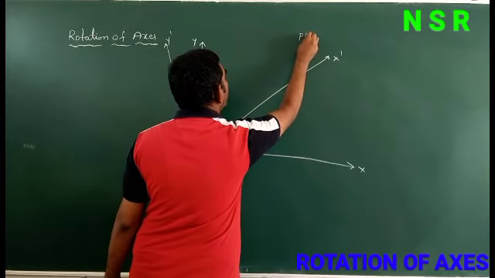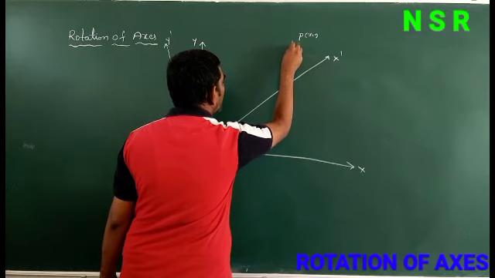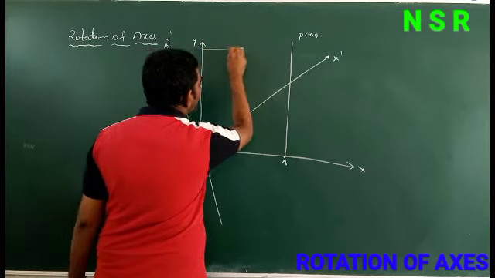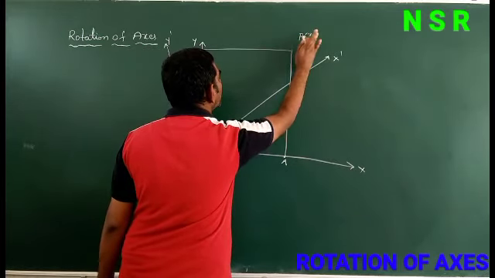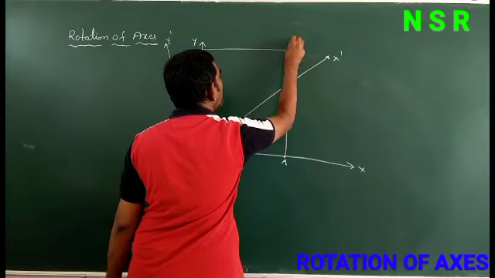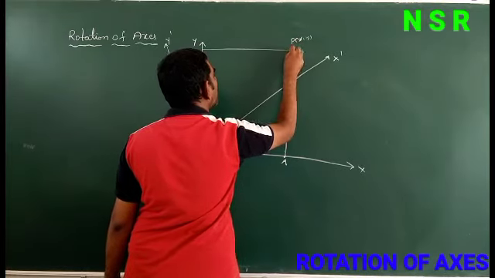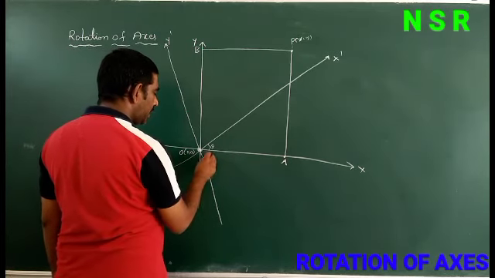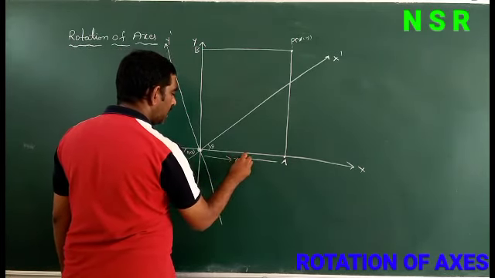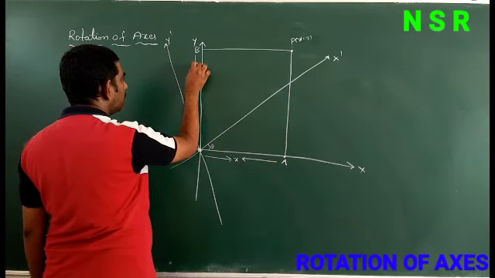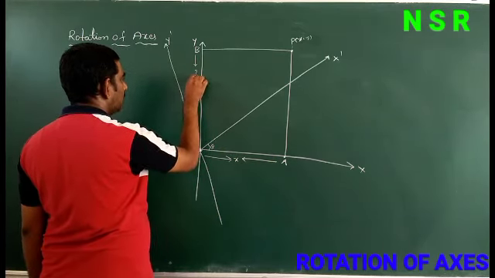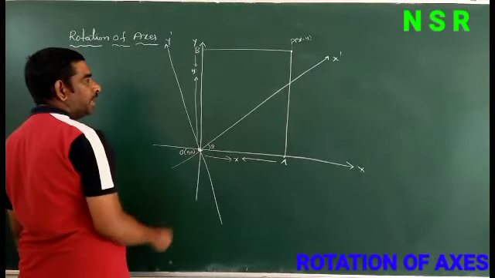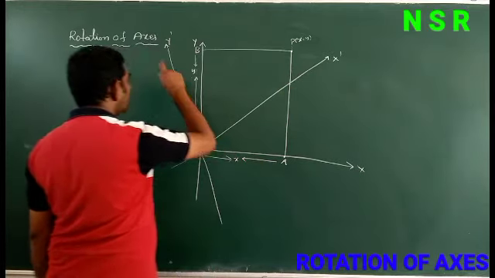So this is the point P(x, y). Draw a line from here; this is A and this one is B. The distance from O to A is small x and the distance from O to B is small y. After rotating, x becomes x dash and y becomes y dash.